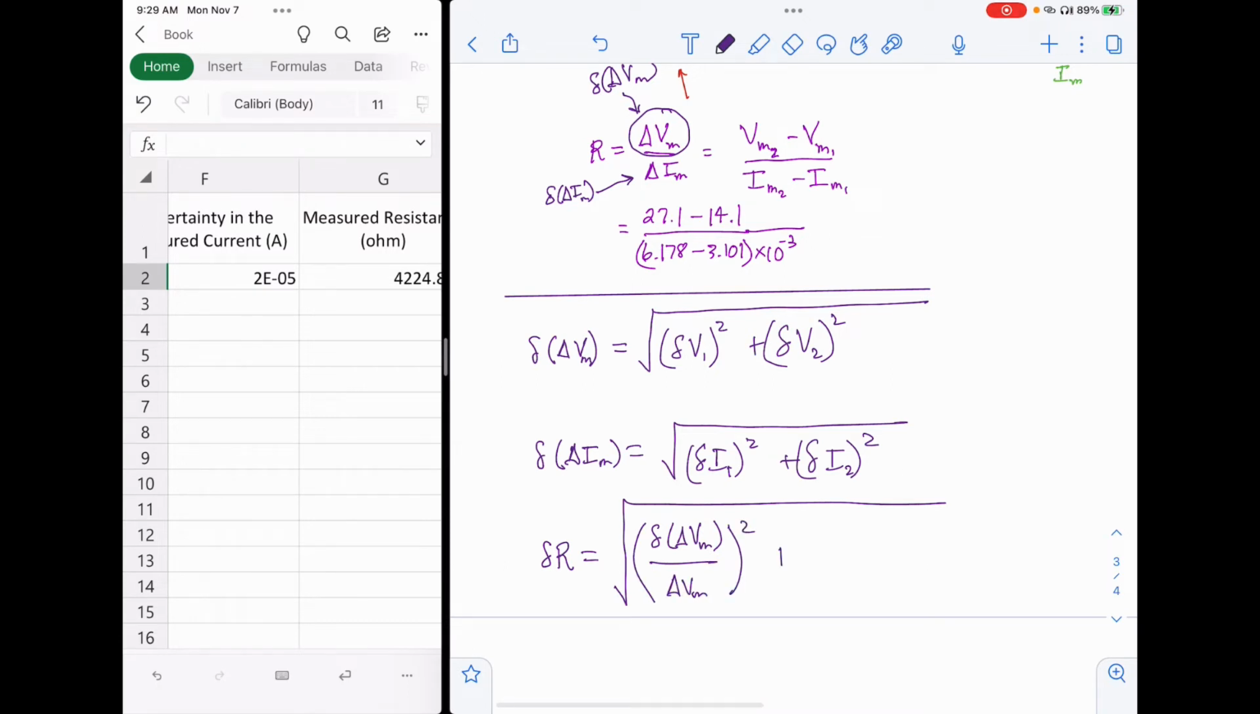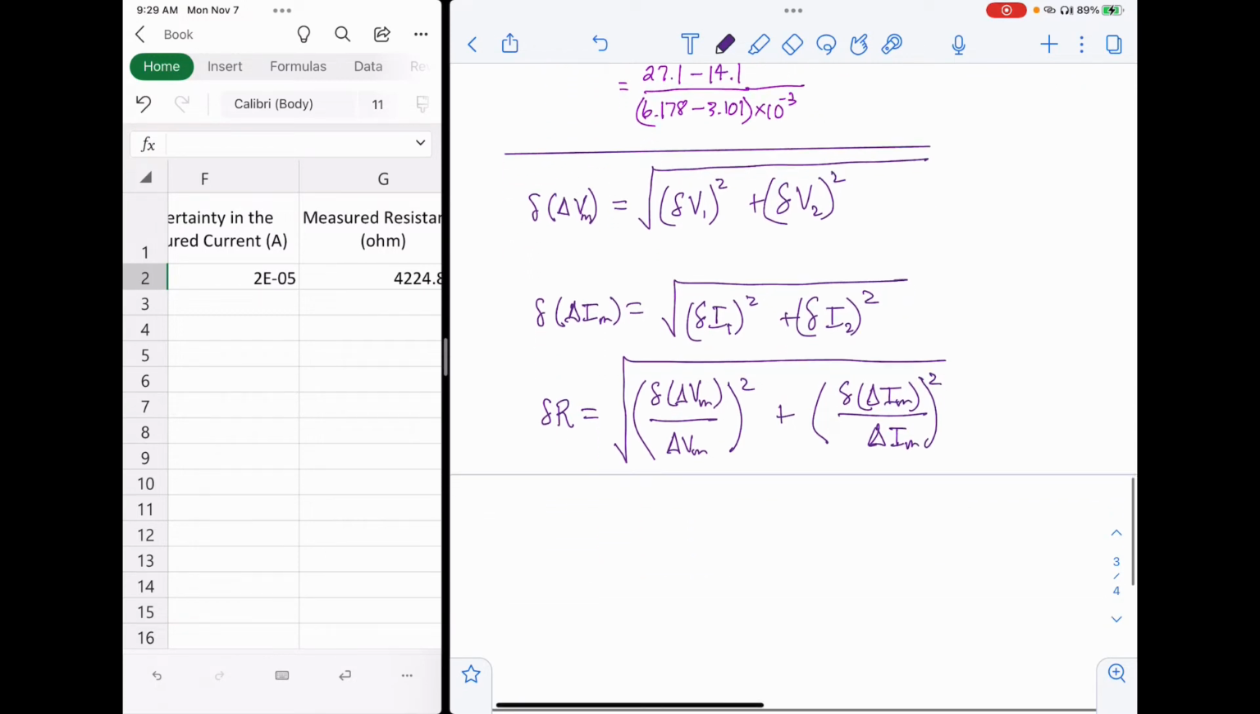And we're going to go ahead and square that plus delta I sub m. Let me not put the squared there yet. Over delta I sub m. Okay. So the first one was because we had two independent measures.